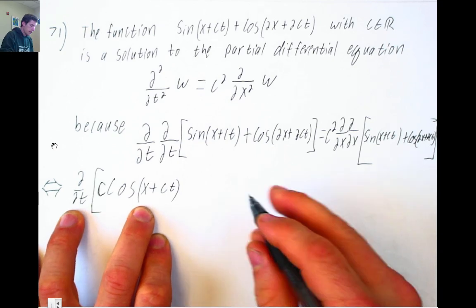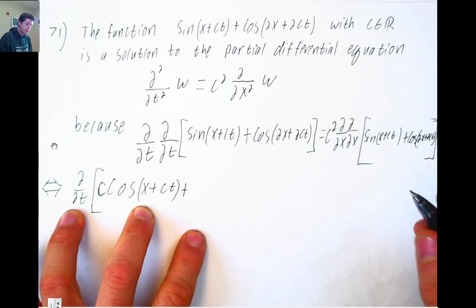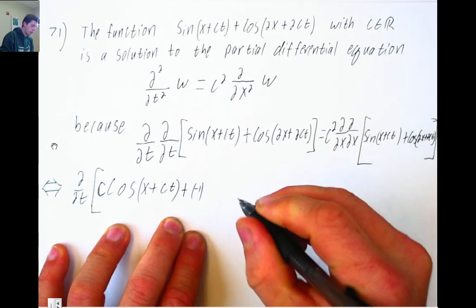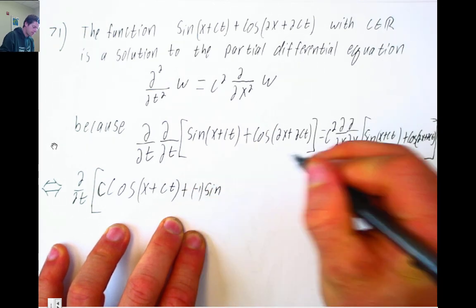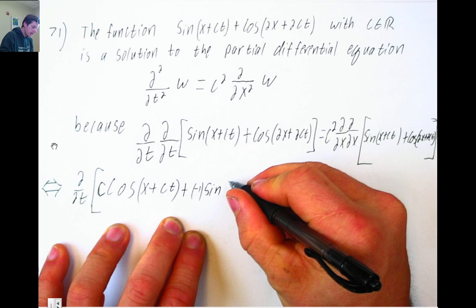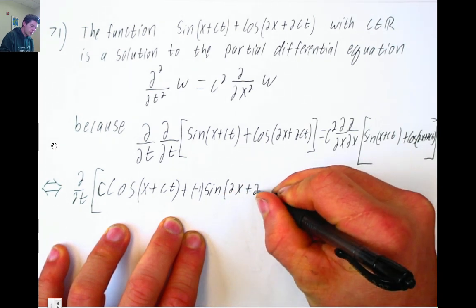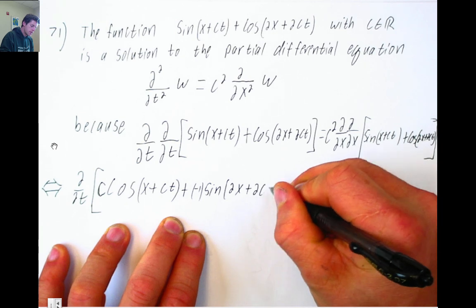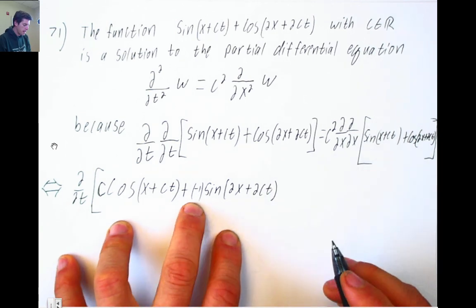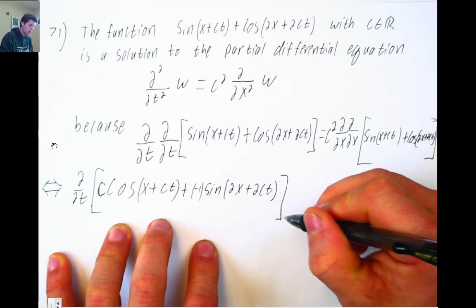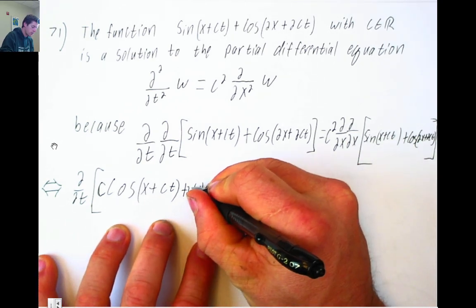Now that's all, okay? Plus, now the derivative of cosine is negative sine. I'll make a negative 1 right there. Sine of 2x plus 2ct, and then I need to multiply by the derivative of the argument. That's the chain rule, so I'll need a 2c there.